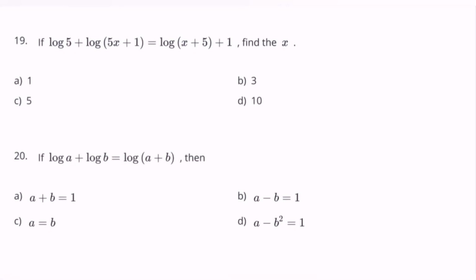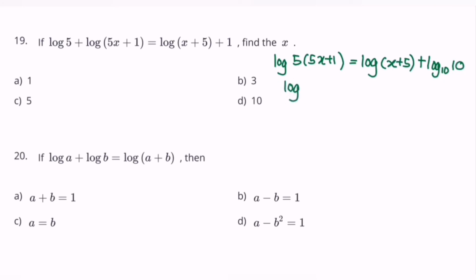By referring to question 19, we have the situation log base 10 of the value 5 plus log base 10 of the bracket 5x plus 1 equals the right hand side, where we have log base 10 of the bracket x plus 5 plus 1. Find the value of x. Focus on the left hand side, and we notice that we can make use of the logarithmic addition identity. So log base 10 of the bracket 5 multiplied with 5x plus 1 equals log base 10 of the bracket x plus 5 plus 1. Using the fundamental properties of log, we can say log base 10 of the value 10 is equal to 1. Simplify the situation.